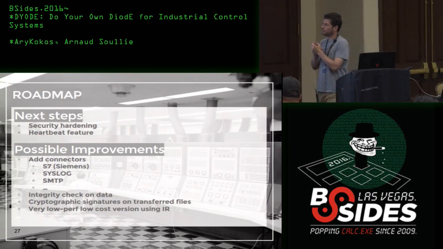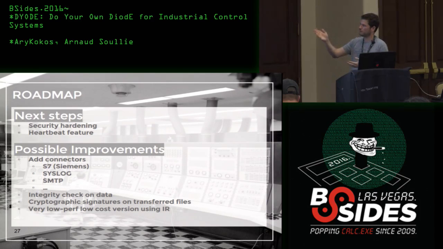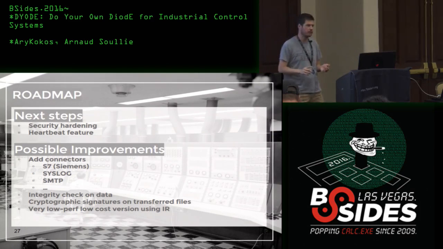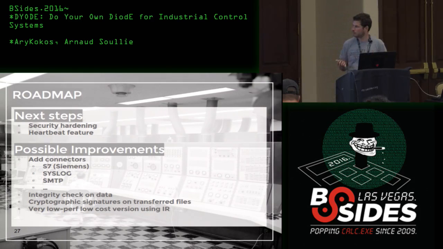Possible improvements for which we may need your help: adding more protocols. At the moment, you have file transfer, Modbus, and screen sharing. We'd like to have the S7 protocol, the one used by Siemens PLCs. It's not too hard to do, I think, because there are open source libraries that will help us. It could also be interesting to have a syslog feature, an SMTP feature, and maybe integrate some kind of integrity check on the data. Having a cryptographic signature on transferred files would also be interesting for high security environments. I think it's not going to be that hard to implement.